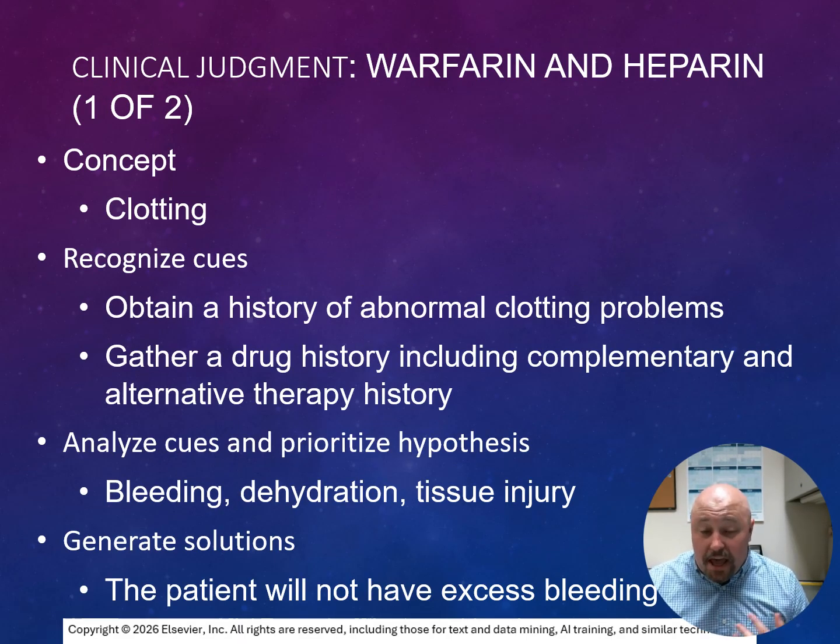Anytime we're giving any anticoagulant, we want a thorough history of their clotting problems. We want to hear what issues they have. Are they at risk of DVT, PEs? We want a thorough assessment. We also want to thoroughly assess the other side. Look for any issues with bleeding, any bruising, purpura, petechiae.